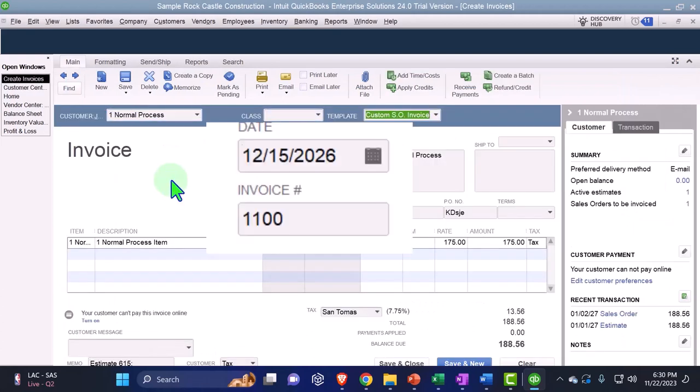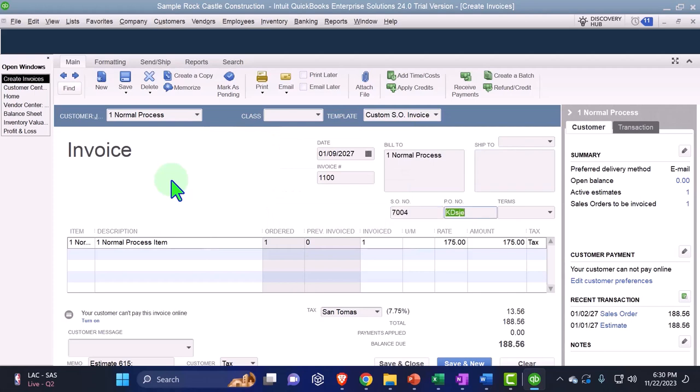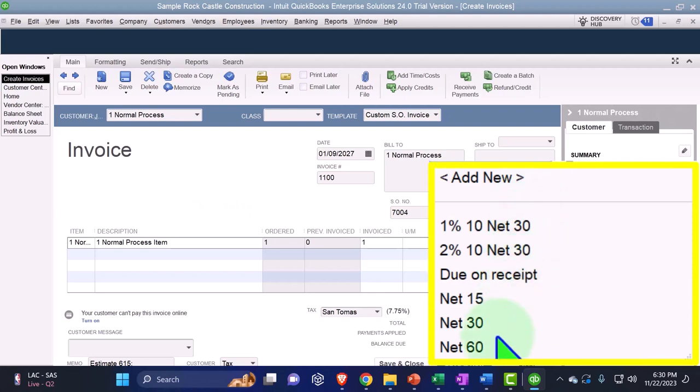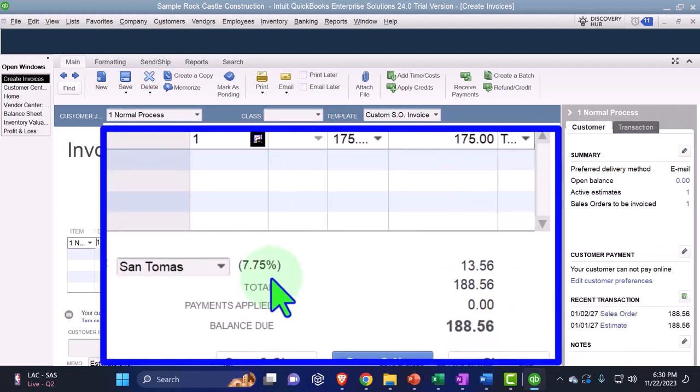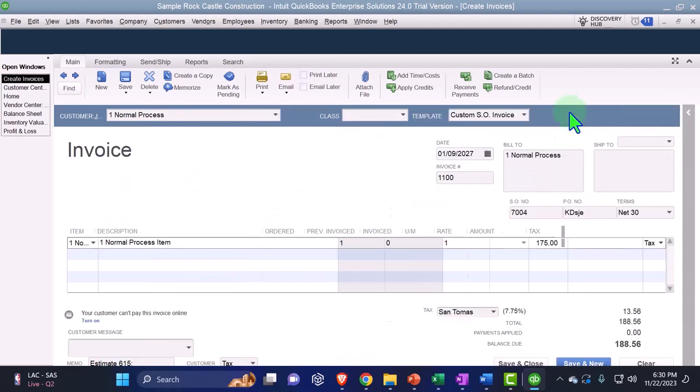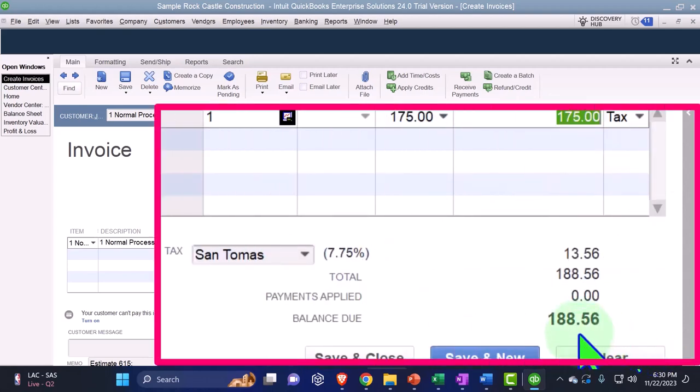And so the date is once again going to be sometime in 01, let's say 09 this time, 27. Boom, boom, boom. I should put terms like net 30 or something. And then there's our item pulled in and our detail down below. So what's this going to do? The invoice is actually fairly complex in what it's recording here. We can see that it's got 188.58. That's the total amount that's going to be increasing the accounts receivable.